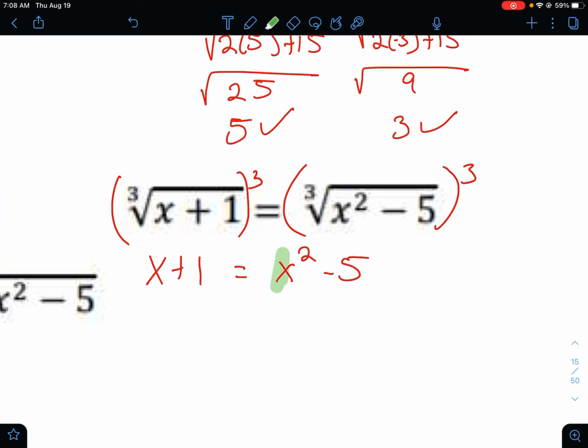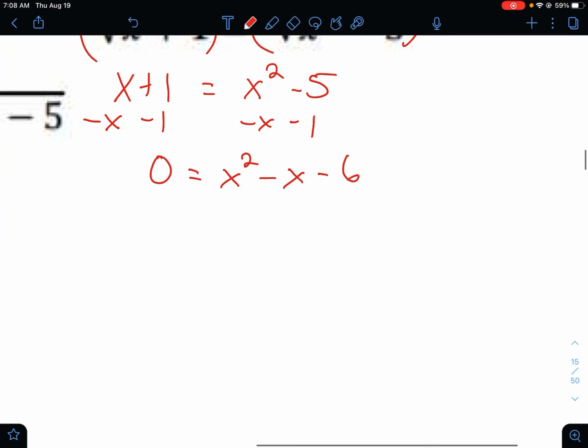Now, unfortunately, or fortunately, I don't know if you like quadratics, we have that x squared there, which tells you we have a quadratic. So we've got to factor, use the quadratic formula, do something here. So I'm going to go ahead once again and get all of my terms on the same side. So I get 0 equals x squared minus x minus 6.